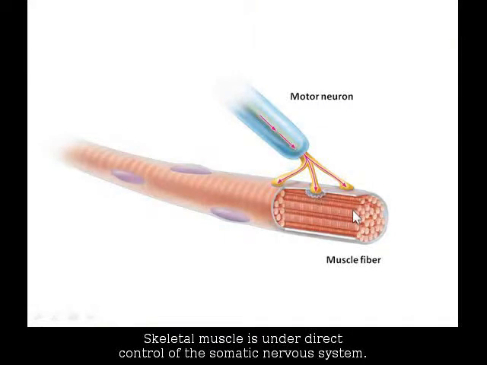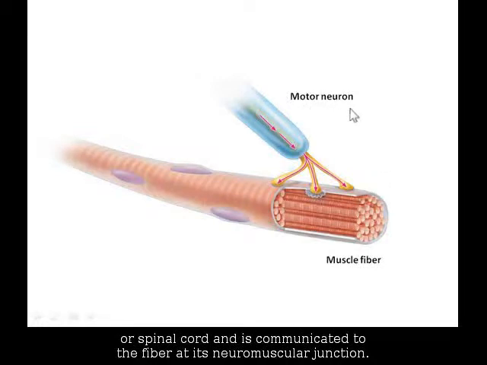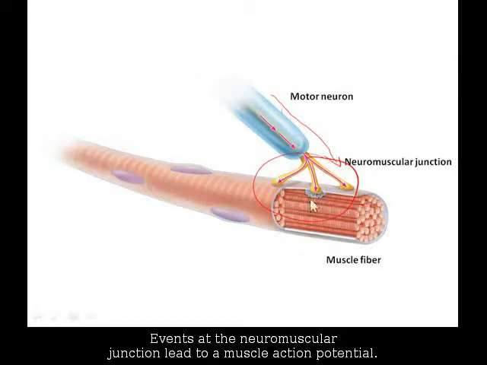Skeletal muscle is under direct control of the somatic nervous system. The signal for a muscle fiber to contract originates in a motor neuron in the brain or spinal cord and is communicated to the fiber at its neuromuscular junction. Events at the neuromuscular junction lead to a muscle action potential.